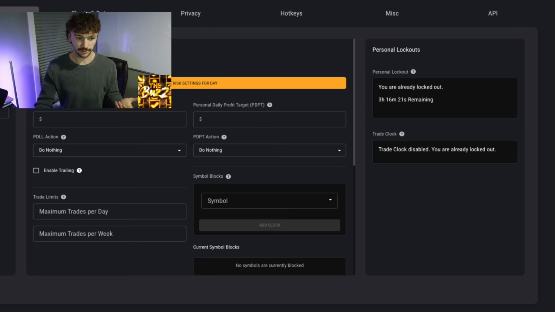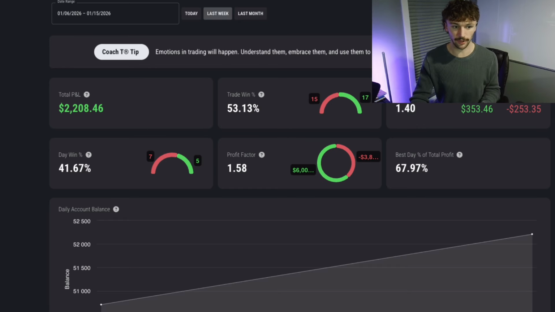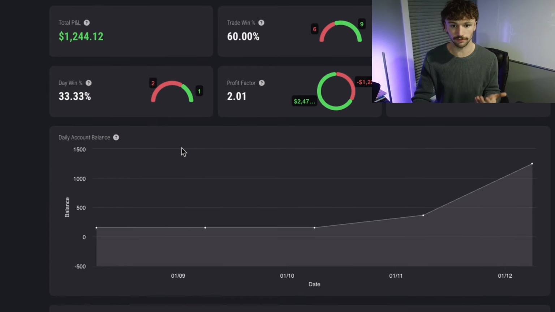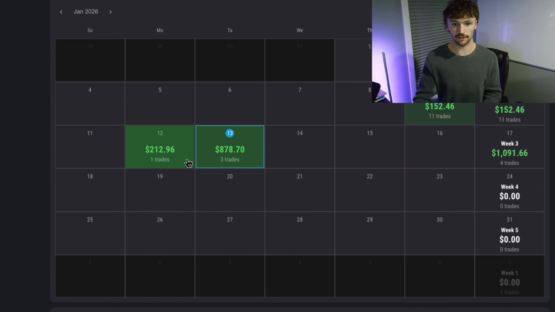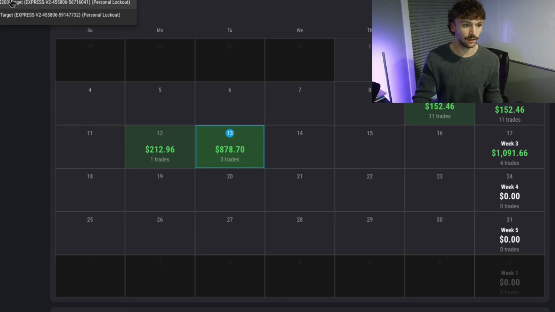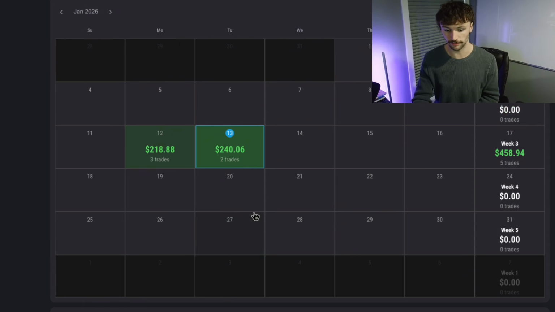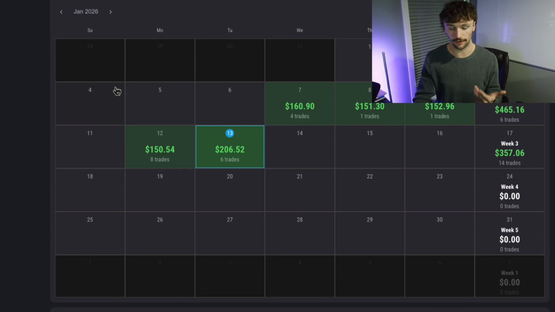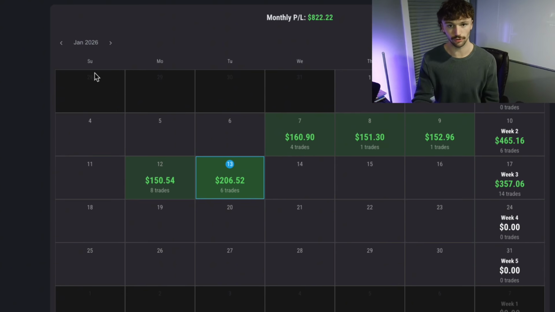And I did want to talk about this just a little bit because we are actually very profitable right now. So this is our accounts. This is the combine where we're up 2,500, 2,200 or whatever. This is a funded account, where we're up $1,244, looking to get our first payout by Thursday. We have another Express account, which is now up $458. And finally, that last Express account, which is now eligible for a payout, up $822 so far.